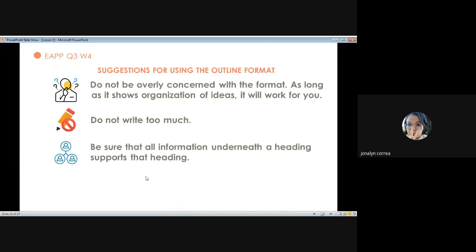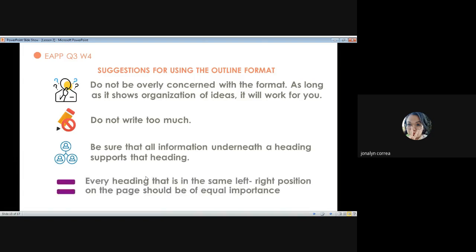Like in our example a while ago, you cannot add a negative effect if you're talking about positive effects in that specific part of the outline. You cannot mismatch a negative effect into the positive effects as your major data. Then last, every heading that is in the same left or right position on the page should be of equal importance. For example, advantages and disadvantages.